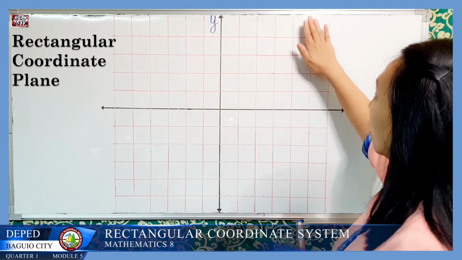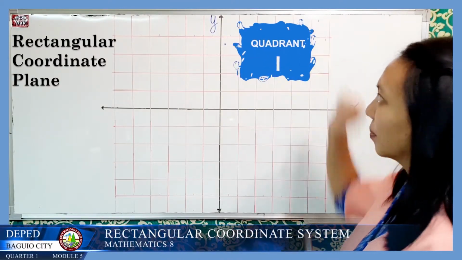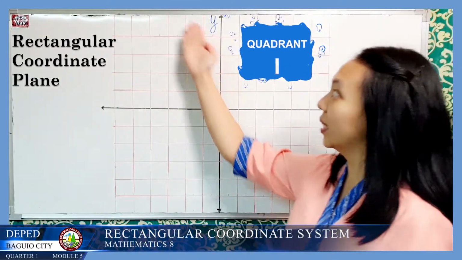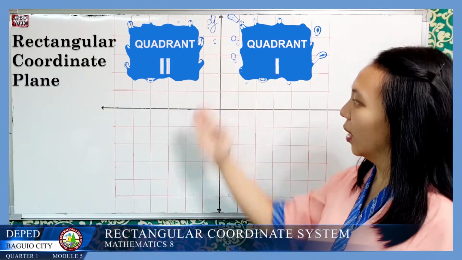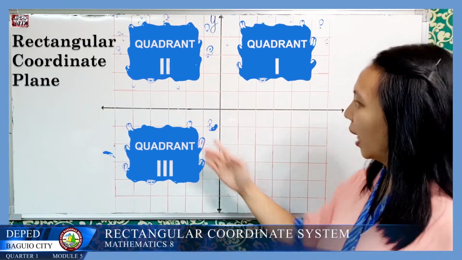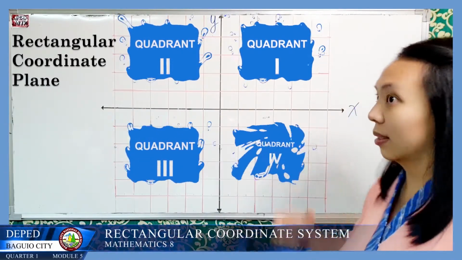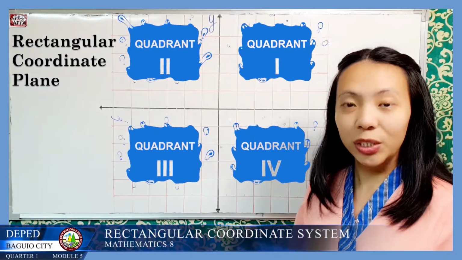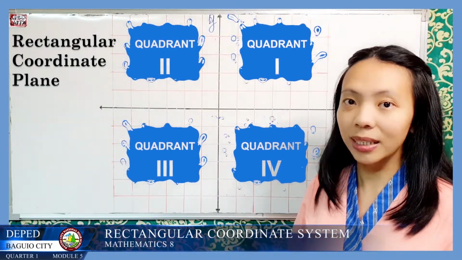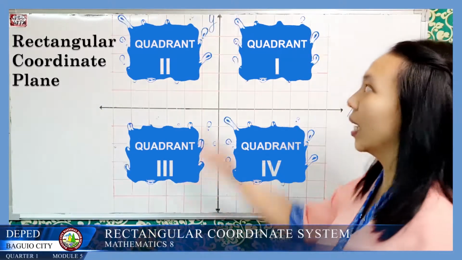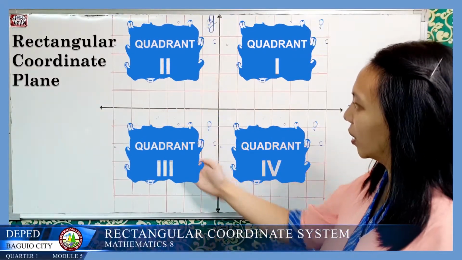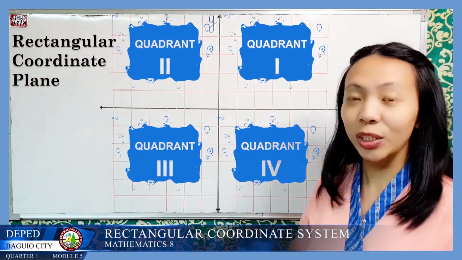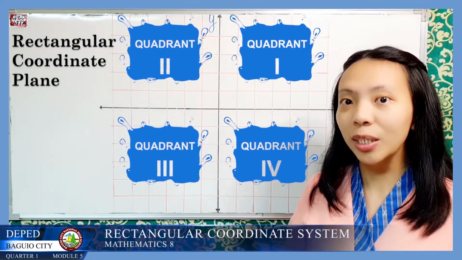Since the two axes intersected, there are four regions that were formed. We have here the first quadrant, the second quadrant, the third quadrant, and the fourth quadrant. The four regions, which we call quadrants, are named in a counterclockwise direction and make use of the Roman numeral system.